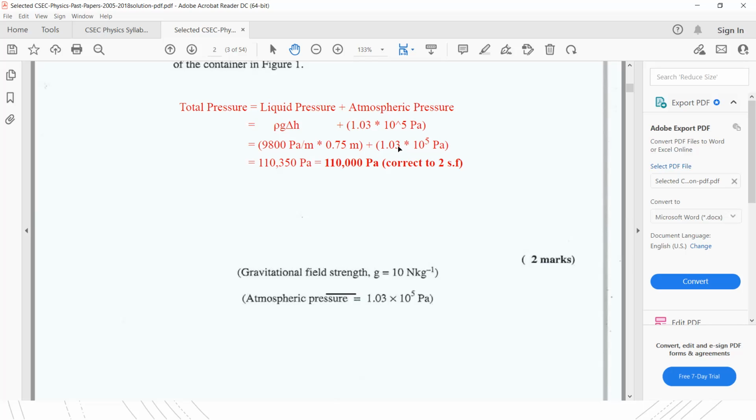But at the base of the liquid, the atmosphere is also acting. As you move from the surface of the liquid, the atmospheric pressure will be exerted as well as the liquid pressure. So we have to add those, and we get a total of 110, if we are using, say, two significant figures, 110,000 pascals. Are there any queries so far?